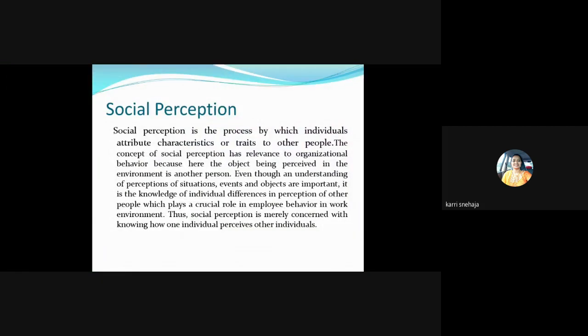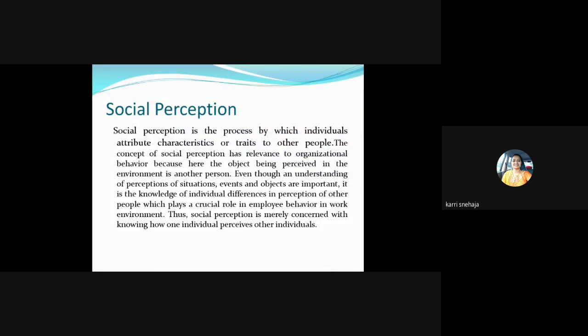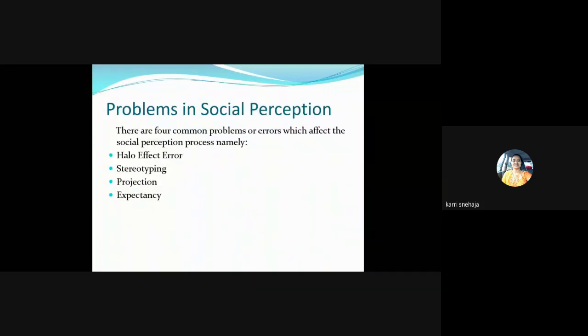So our social perception is affected by the reference group: the family to which we are attached, the siblings, then the friend circle, then the society in which we are living, the environmental factors. So everything has an impact on it. Now, what are the problems with social perception?